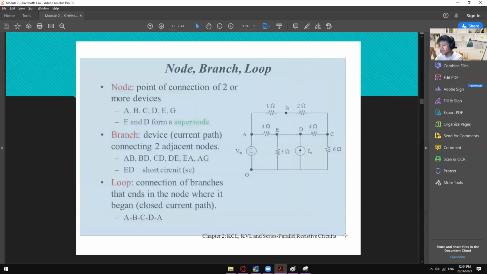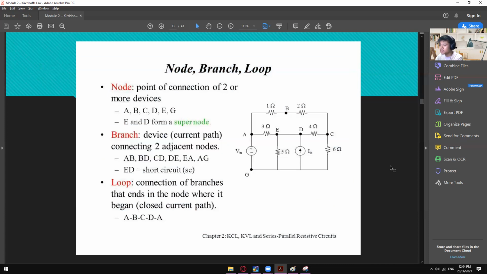So here's more explanation when it comes to node and branch. This is a branch, AE, or EA. AB is also a branch, from A going to B. BD is also a branch, B going to D. You can also have two components, as long as there are components inside of or between those nodes. B going to D passes through these 2 ohms and then 4 ohms, so that's also considered a branch, and so on and so forth.